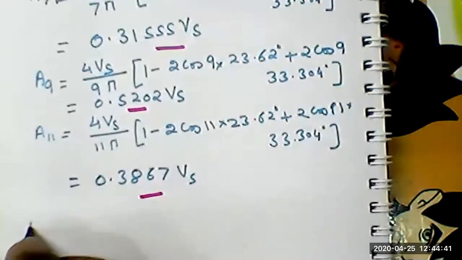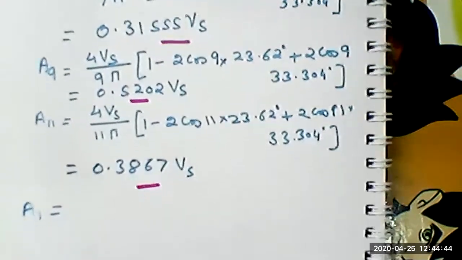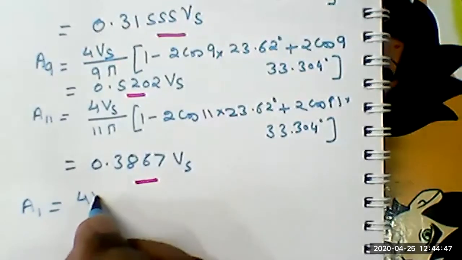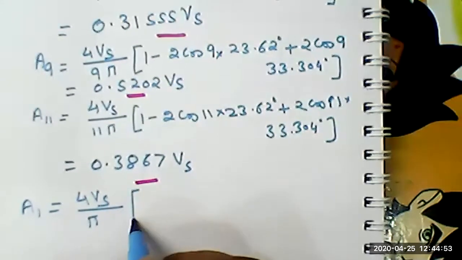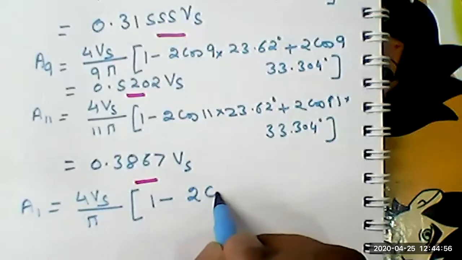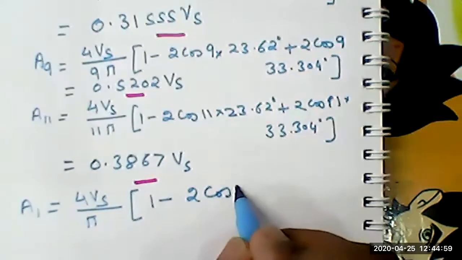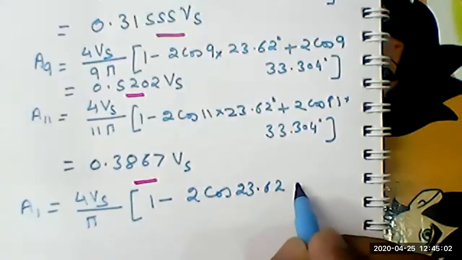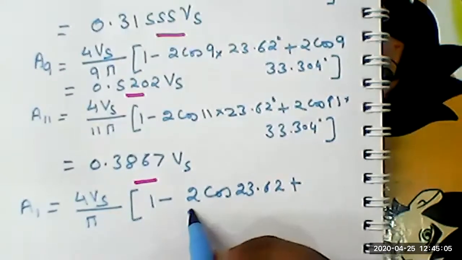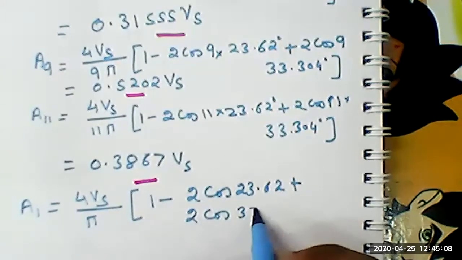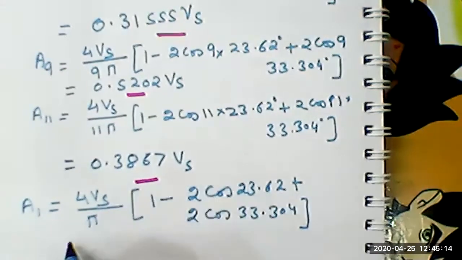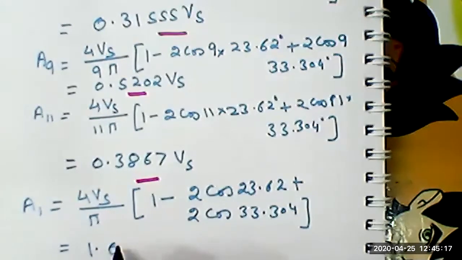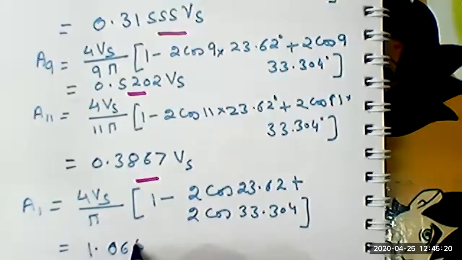Now, what would be the fundamental? Fundamental would be 4Vs upon n pi, where n is equal to 1 for the fundamental. So 4Vs upon pi times 1 minus twice cos 23.62 plus 2 cos 33.304, which is the value of alpha 2. And finally, it comes out to be 1.0684 Vs.